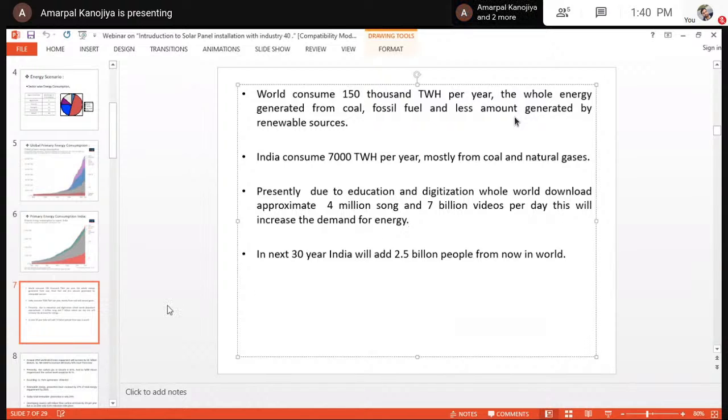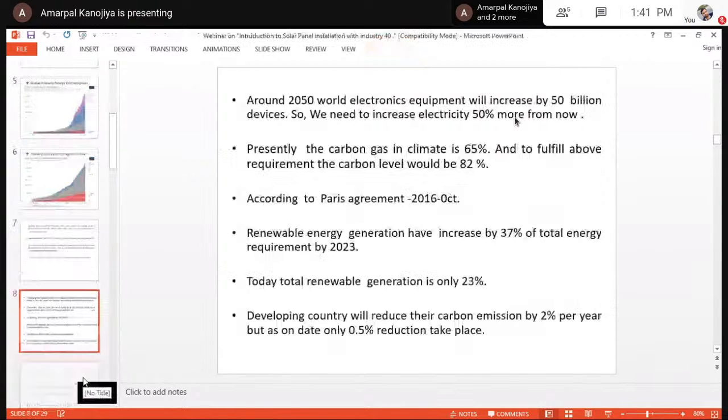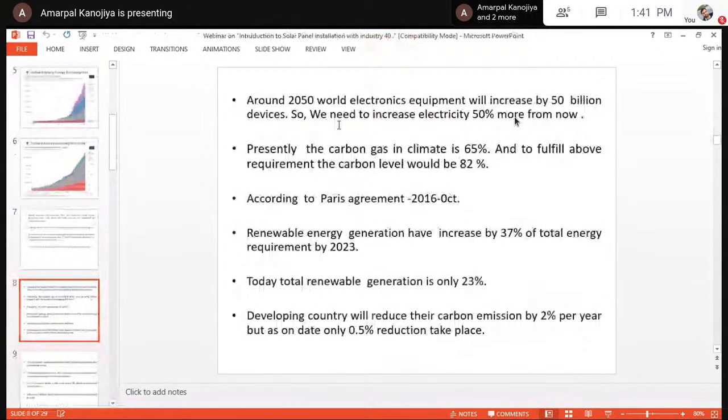Now, looking at the present population of India, India is going to add 2.5 billion people in the next 30 years. If we want that much amount of energy in 2050, then we have to increase our generation by 50% over what it is now.